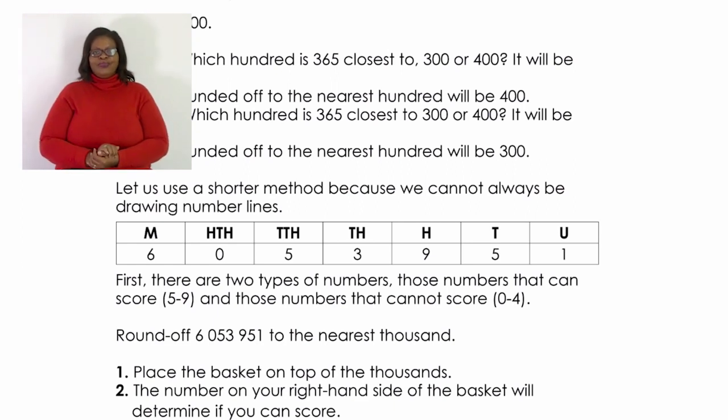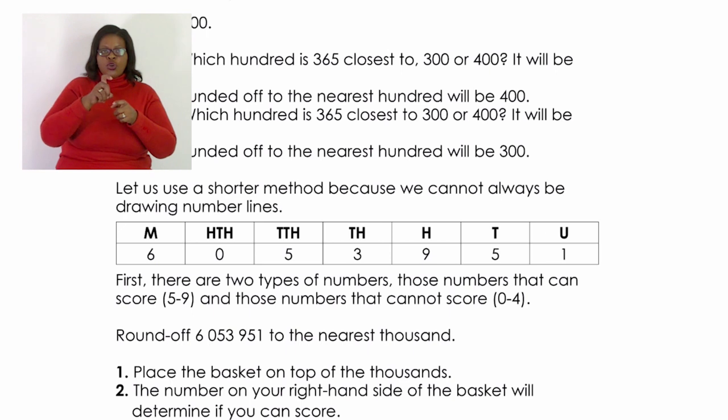So 365 rounded off to the nearest 100 will be 400. And when we look at C, C will be 328. The same question goes, which 100 is closest to this number? The answer will be 300. So in that manner, 328 rounded off to the nearest 100 will be 300.